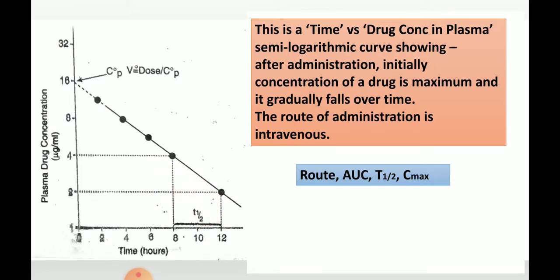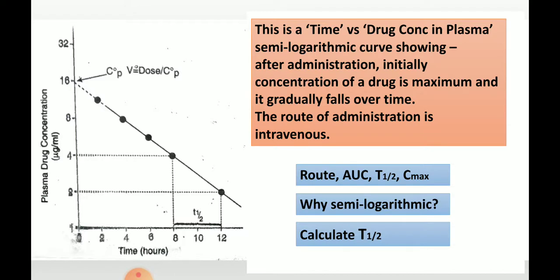So that is probably the way we are trying to determine the T half of this particular curve, or this particular drug. So what are the things we can determine from this? The route of drug administration, which is obviously intravenous, the AUC, the T half, the Cmax, and obviously the area under the curve. So all these things can be determined from this curve. So you have calculated T half from this particular curve.